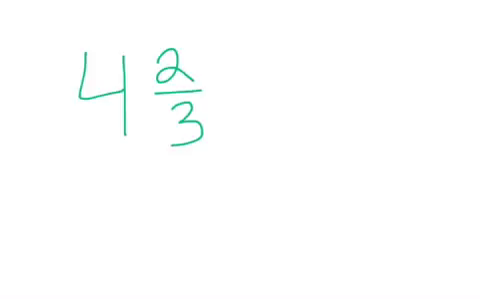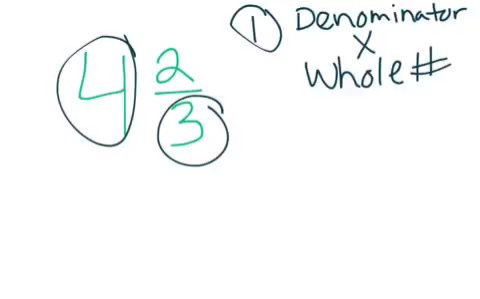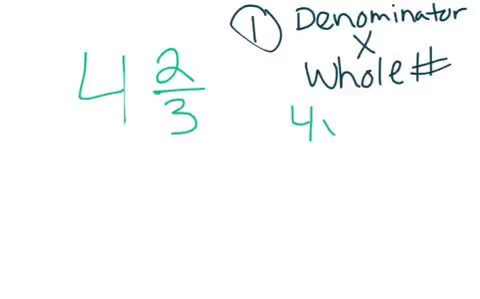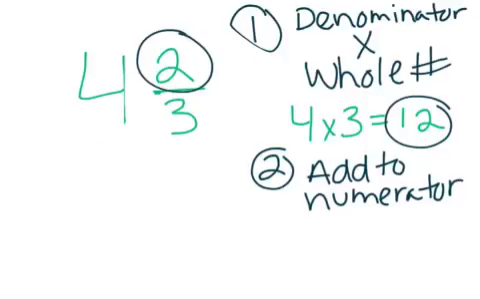Here I have the mixed number 4 2/3. So 4 is my whole number, 2/3 is my fraction. My first step is to take the denominator times the whole number. So 4 times 3 equals 12. Next step is to add my answer to the numerator. So 12 plus 2 equals 14.